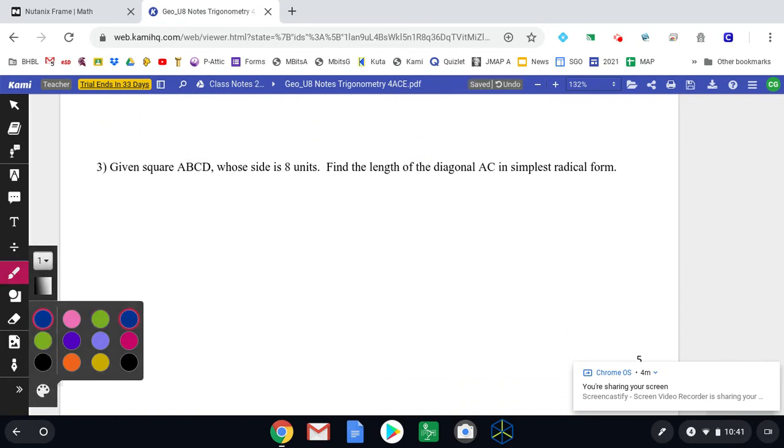All right, number 3. We're given a square ABCD, side length is 8. I want the length of diagonal AC, and I want this in simplest radical form. I know that this side is also 8 because I have a square. So in actuality, I'm not going to use trigonometry at all. I'm going to use my Pythagorean theorem.